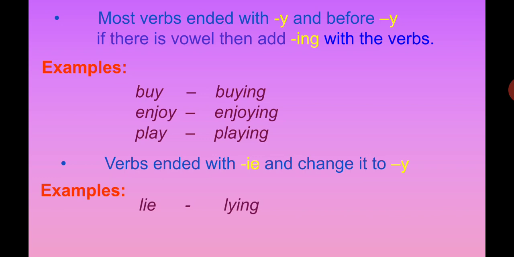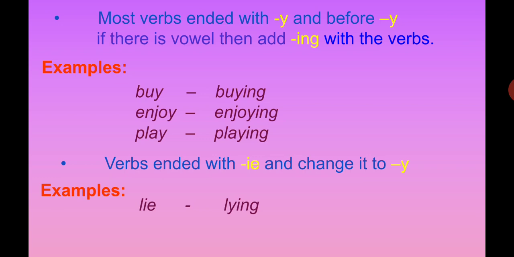Lie, L-I-E. So the last two letters of the verb are IE. Then what will we do? We remove IE and replace IE with Y. So there will be Y, right? And then we will add ing. So lie, lying. The spelling of lie is L-I-E, but in changing it to a present continuous form, what will we do? We remove IE and add Y at the place of IE and add ing to make it in a present continuous tense.